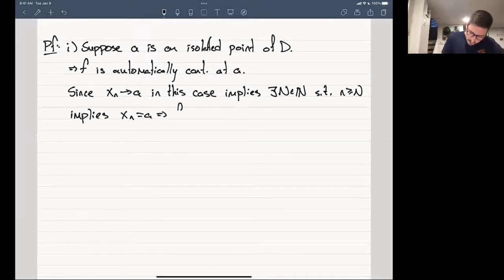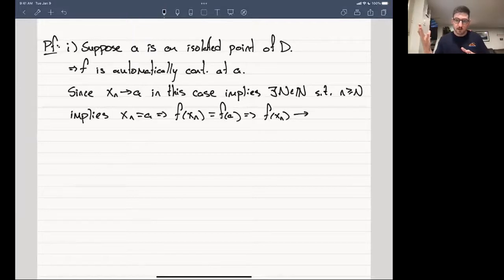But then this also tells you that f of xn is equal to f of A, which implies f of xn is an eventually constant sequence, and so therefore converges to f of A. So that's super, super simple, right? And the point of this is isolated points, you can't get close to them. So there's sort of a degenerate case of continuity because you automatically satisfy the definition.